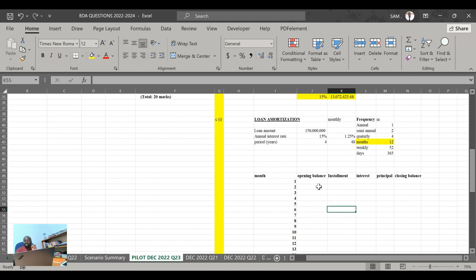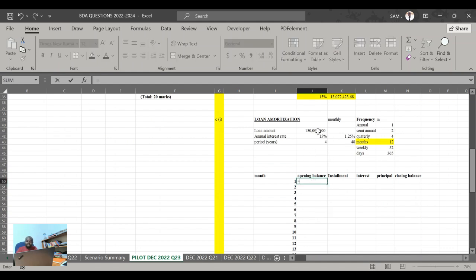When you do amortization of a loan, you are just repaying back. To amortize is to repay back. And what is the opening balance of the loan in period 1, in month 1? The opening balance of the loan is the actual loan amount. That's what it means. So the actual loan amount is 150 million. So I will just go and refer to it. That is the opening balance in period 1.